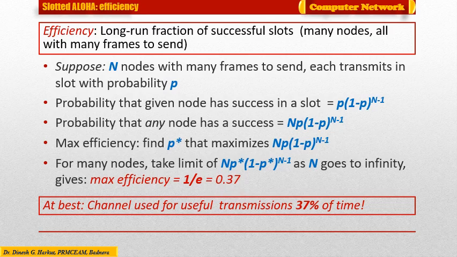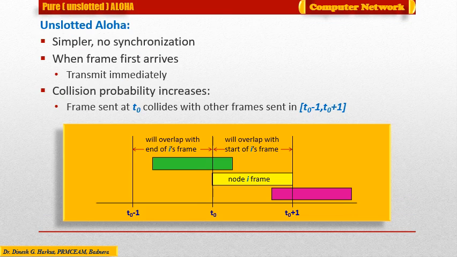In conclusion, we can say that at best, the channel used for useful transmission is only 37% of the time. Means only 37% of the entire duration of time may be used for successful transmission. The slotted ALOHA protocol requires that all nodes synchronize their transmission to start at the beginning of a slot.